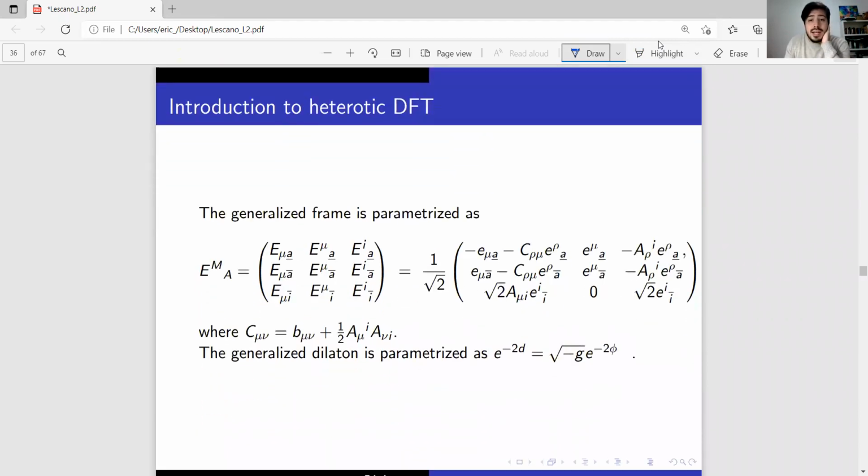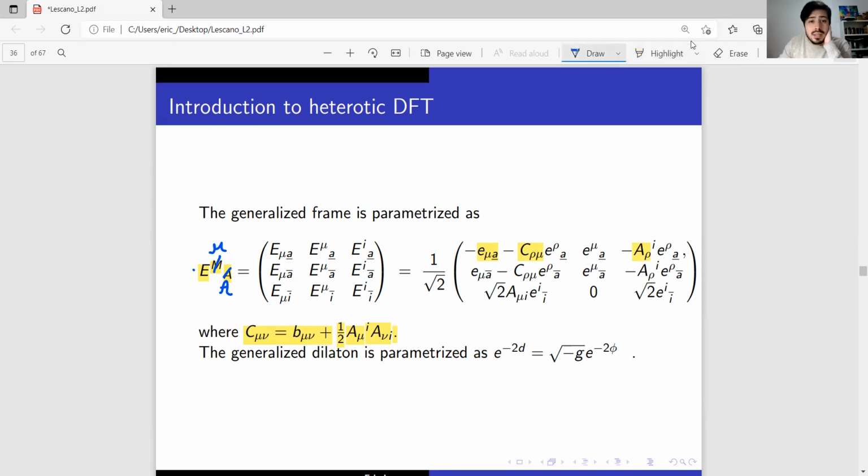So the generalized frame is parameterized in this way. Inside the generalized frame, inside this field, there is a typo over here. This should be calligraphic. Inside this field, we have the ordinary frame field. We have this combination of B field and A field, and we have, if you want, the gauge field that is inside the C field.